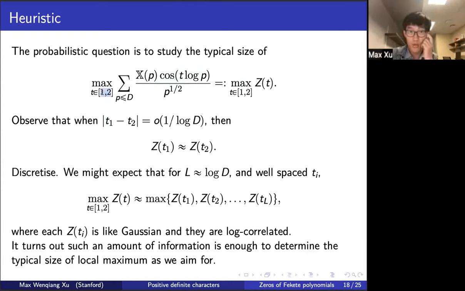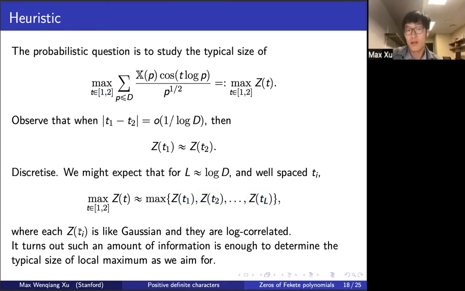If we just split the interval into equally distributed sampling points T1, T2, up to TL, and the distance among the TIs is roughly 1 over log D, then we roughly have something like log D sampling points. Then the max over this continuous interval is probably roughly the same as the max over all the Gaussian random variables.